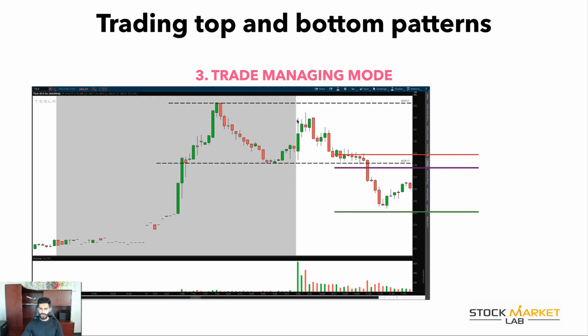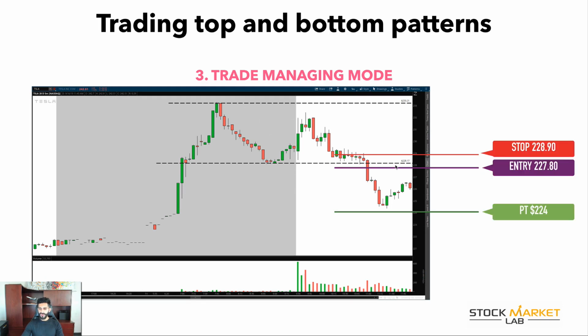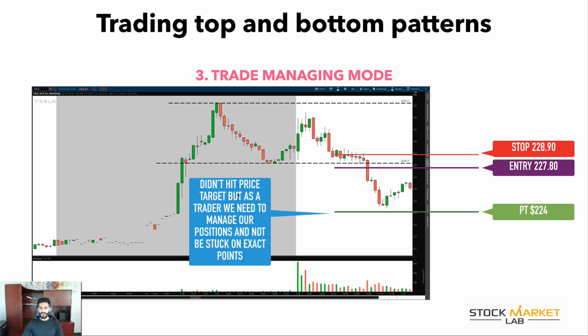Trade management mode, right? Now, once you're in the trade, if you notice something, the price didn't hit our price target, but as a trader, we need to manage our positions and not be stuck on exact points. What does that mean? Yes, I took the trade at this point and I had a profit target of 224. If you notice, it didn't hit 224 exactly. It got close to 224, and what happened? It started picking up. You as a trader need to be able to recognize those moves.